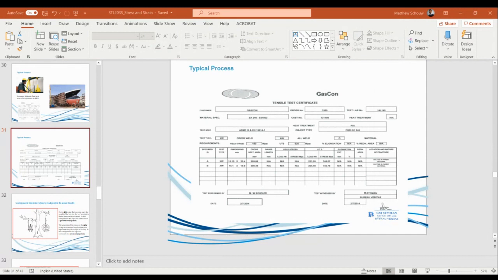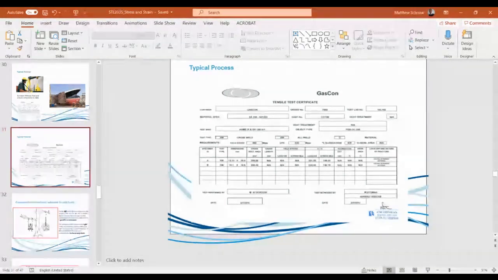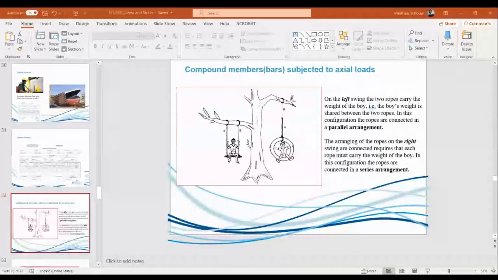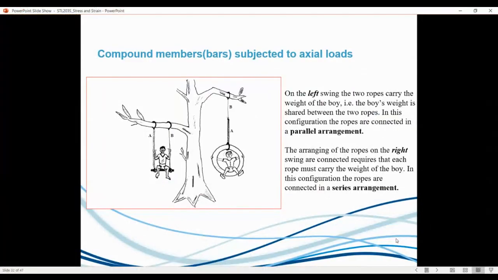Okay, let's finally move on. Back to the computations. Okay, oh yes, hi, Ms. Paulson. So next part of this chapter, we're looking at compound members, bars subjected to axial loads. Now I've got a very funny example here. There are two arrangements we're going to be looking at here. One is series and one is parallel. So I'll talk about this.